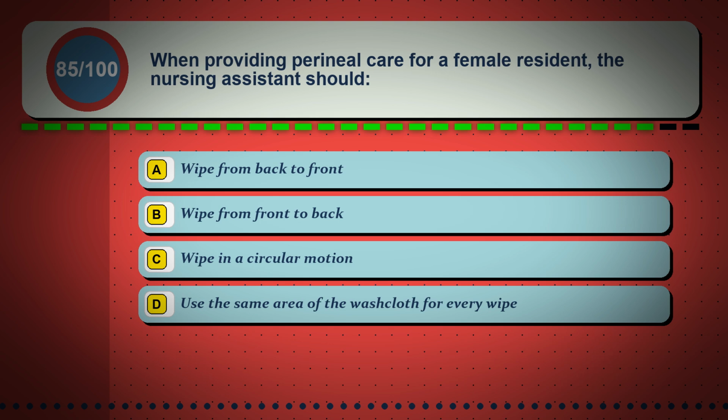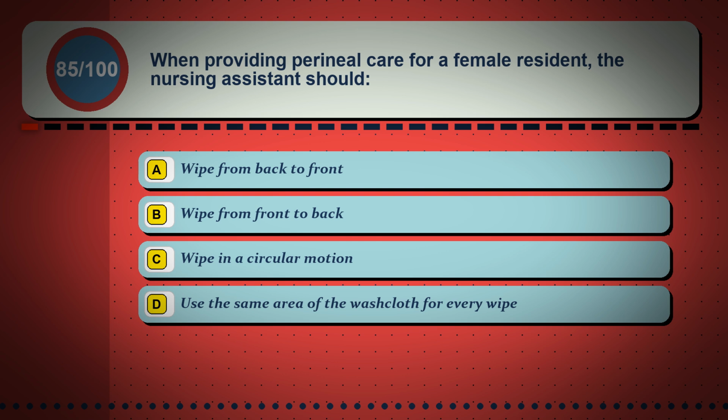Question 85. When providing perineal care for a female resident, the nursing assistant should: Option A, wipe from back to front. Option B, wipe from front to back. Option C, wipe in a circular motion. Option D, use the same area of the washcloth for every wipe.